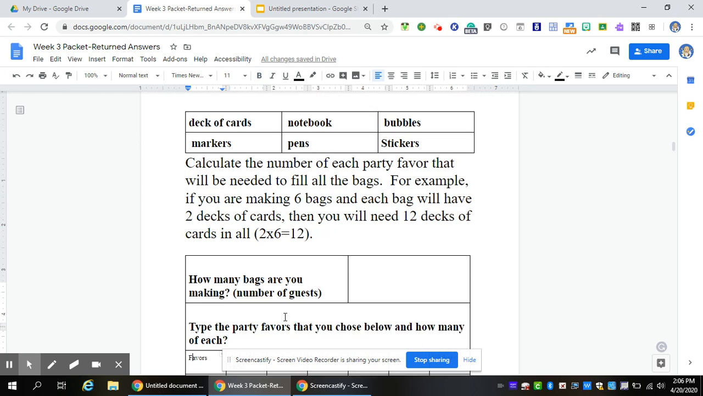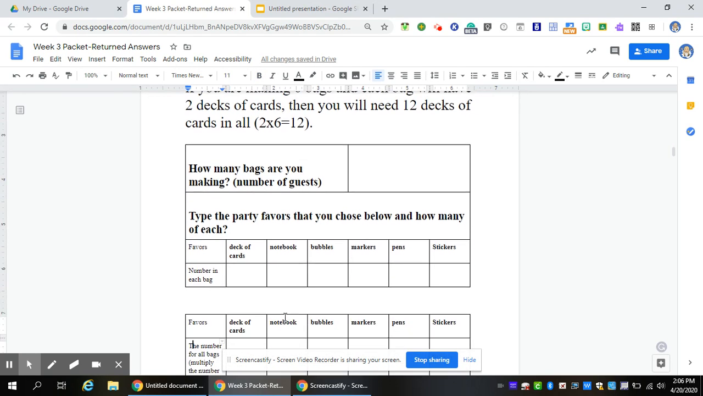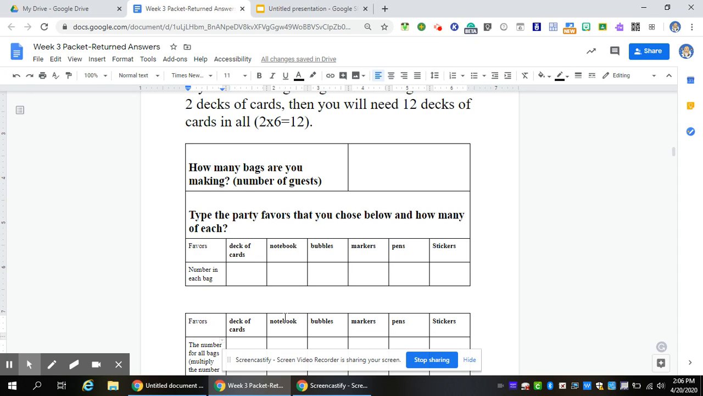So in the example that I'm going to do, I'm going to choose 5 party bags because that's an example that your child can't use. So I'm going to have 5 guests come to my party, so I need 5 bags. And then I'm going to pick how many of each of these I want to put in the bag. I only want to put 1 deck of cards in the bag. I'll put 2 notebooks in the bag, no bubbles. How about 6 markers, maybe 3 pens, and 10 stickers are going to go into the bag. That's only 1 bag. Now I need to figure out how many of each of those I need all together.